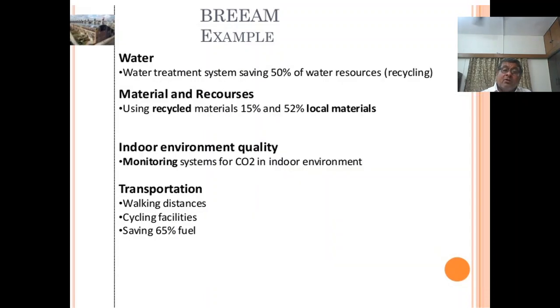Water: water treatment system with 50% of water resources recycled. Material resources: using 15% recycled materials and 52% local material. Indoor environment quality: monitoring systems for carbon dioxide in the indoor environment. Transportation: walking distances, cycling facilities and saving 65% of fuel.